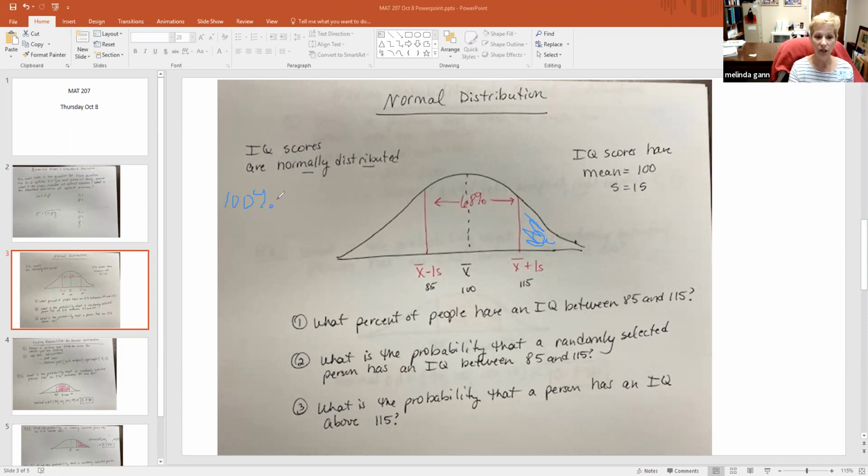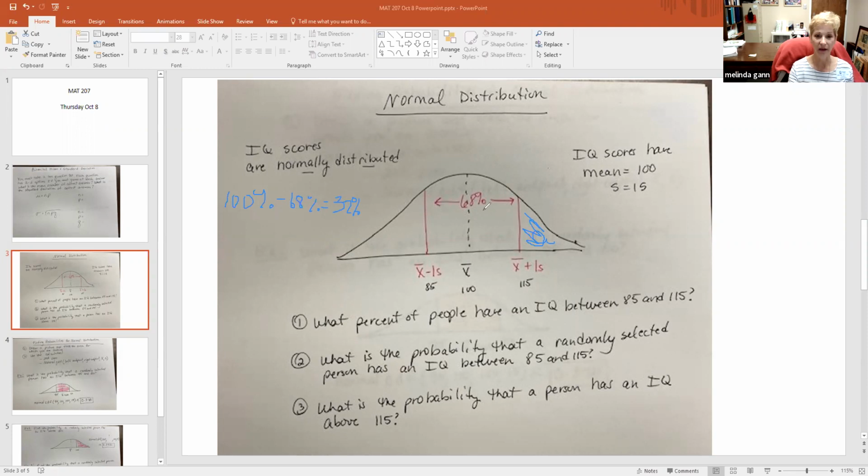Well, I've already used up 68%. So what does that leave me to work with? Does that leave me 32% to work with? So why isn't the answer 32?